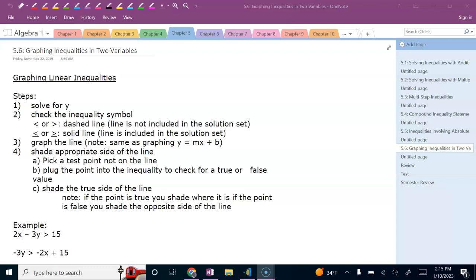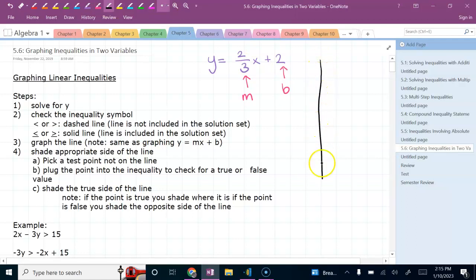Remember with graphing that if you had an equation that looked like y equals 2/3 x plus 2, this would be considered slope-intercept form, and there are two main things that you need to pull. The slope, which is always in front of your x, and the y-intercept, which is at the end of the equation. That would be your b. To graph a line like this, we would start at 2 on the y-axis, because that's what the b means. That's your y-intercept, where it crosses the y-axis.